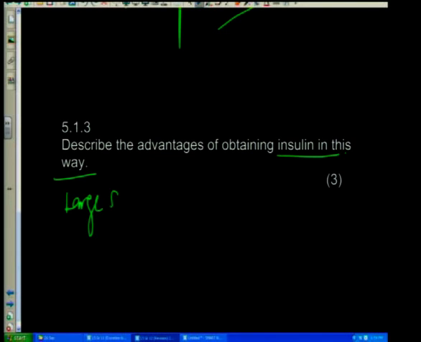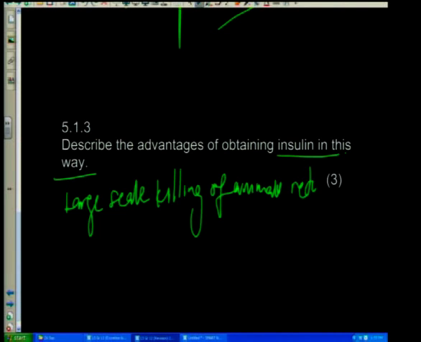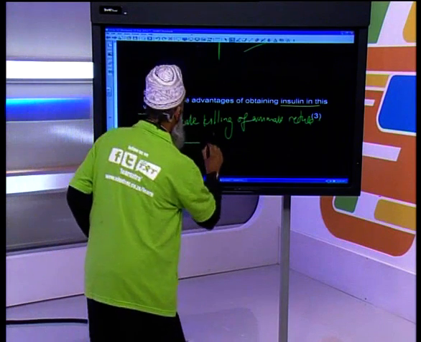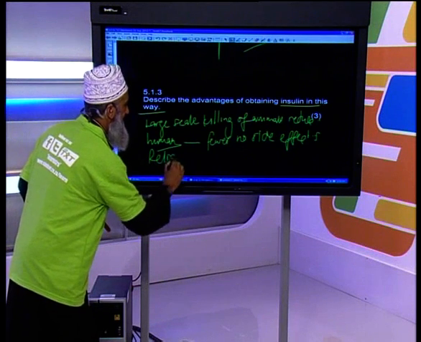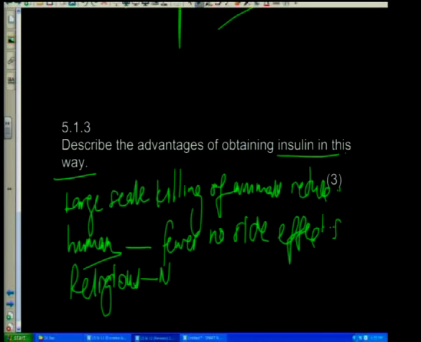large-scale killing of animals is reduced. Yes. It's reduced. That's the first one. Yes. Next thing, because it's human stuff that we're using, then there would be fewer or no side effects. Because we're not taking something else. We are using the human stuff. Yes. So it's going to do what it's supposed to do. Thirdly, from a religious point of view, there would be no objections now.